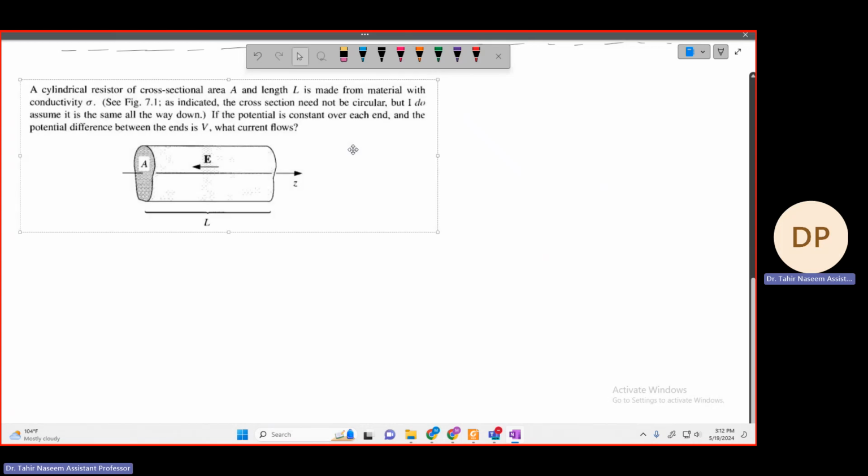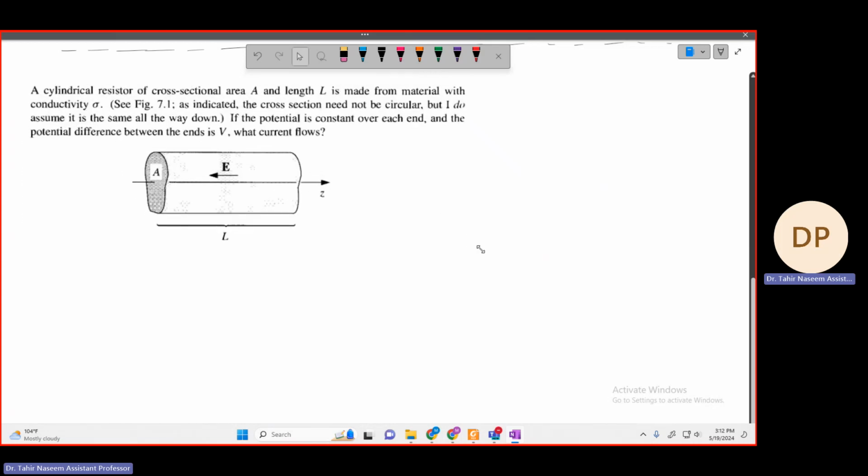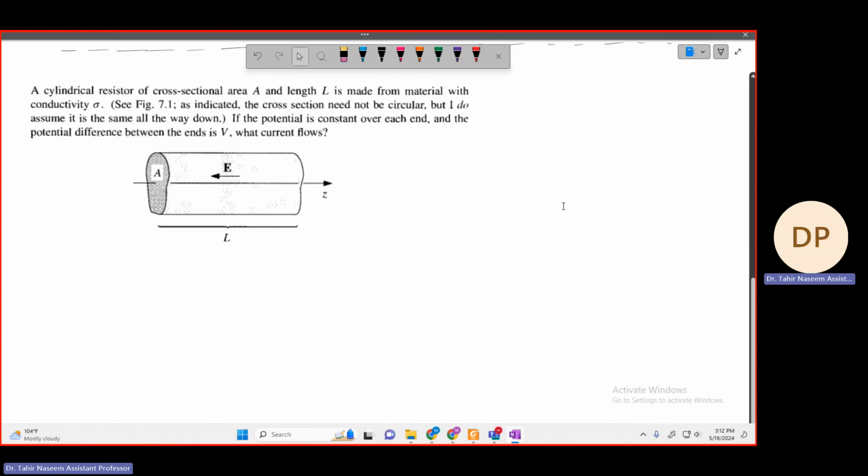So pause the video, try to solve this question by yourself. If not, then you can see the solutions, right? So what is the question? We have a cylindrical resistor whose cross-sectional area is given, A, and length L. So this is the length of the conductor. What else? And sigma is given, the conductivity, right?